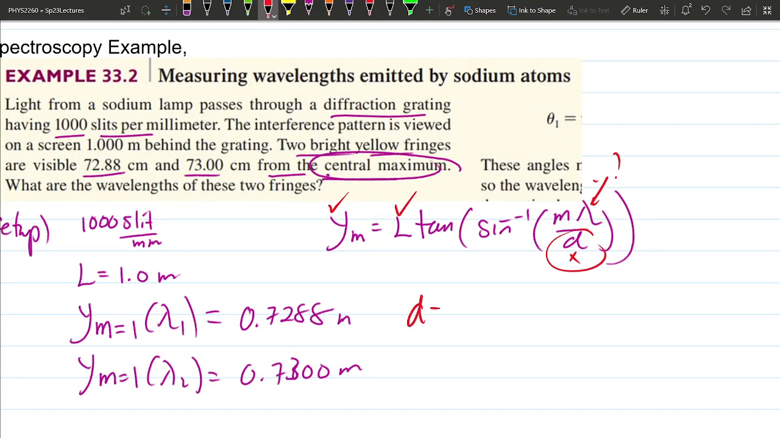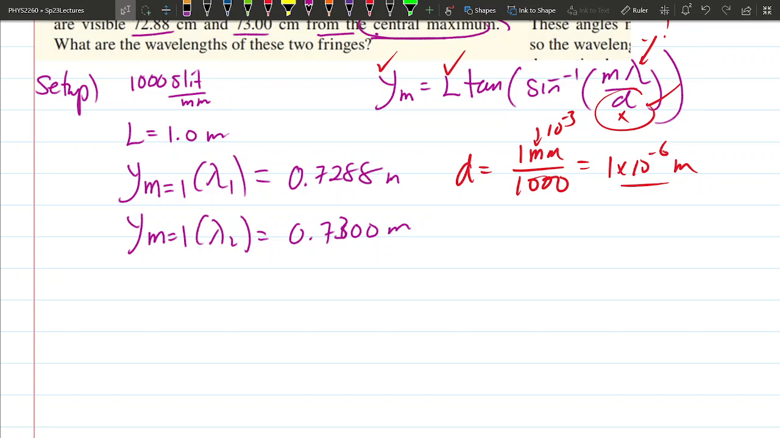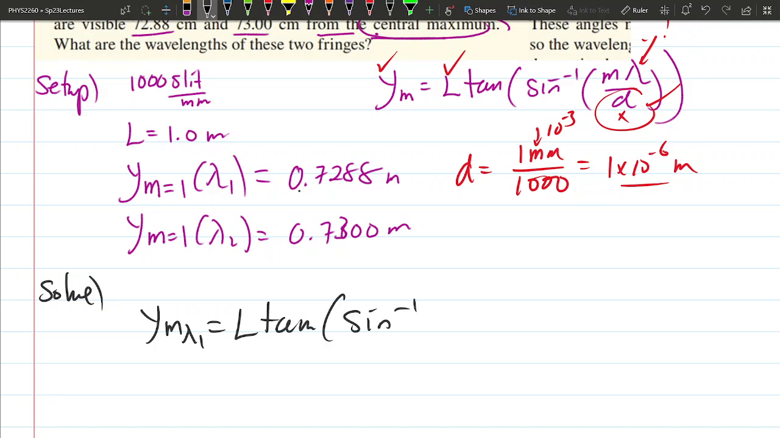Okay, so D is actually 1 millimeter divided by 1,000. In other words, it's going to be 10 times 10 to the negative 6 meters. Okay, so I'm just going to do this, this is 10 to the negative 3, right? Okay, so we have everything. Now it's just plugging in and then doing calculations, right? So therefore, just to solve the problem, we're going to say that y of m, let's call this m of lambda 1, right? That's going to be equal to this, and we're solving for the wavelength. That's going to be interesting because we're going to have to invert all of these functions.